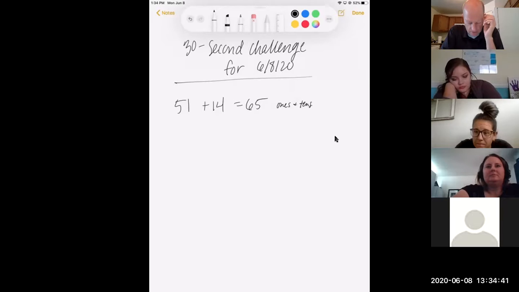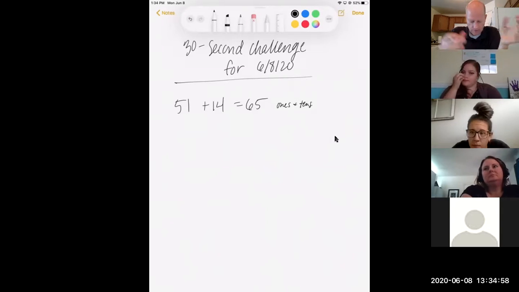Somebody is having some background noise going on, so if you can, mute that for the background. So you can add 10s and 1s, or 1s and 10s. So you do 50 and 10, add those together, you get 60, and then 1 and 4 gets 5.